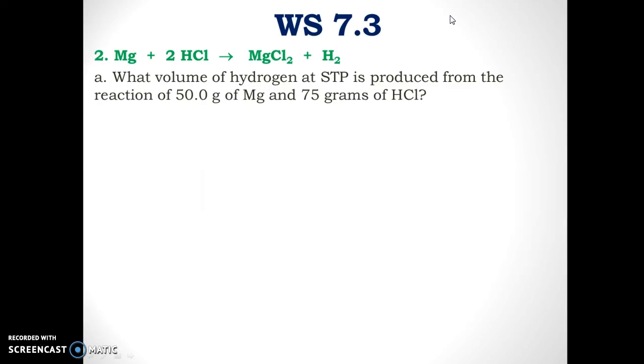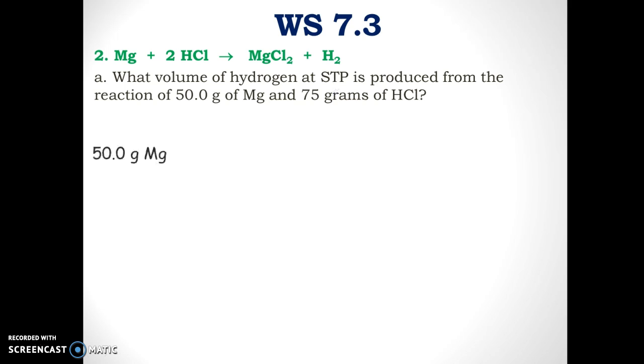Alright, so I'm going to run through one more example from worksheet 7.3, the limiting reagent worksheet. Number 2, we're starting with our balanced chemical equation up top, where magnesium is reacting with hydrochloric acid to produce magnesium chloride and hydrogen. So in this problem it is asking what volume of hydrogen will be produced from 50 grams of magnesium and 75 grams of HCl. So I'm going to take each of my reactants and again go to my product.